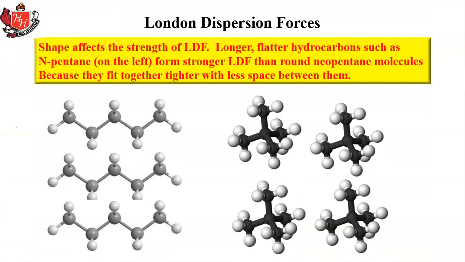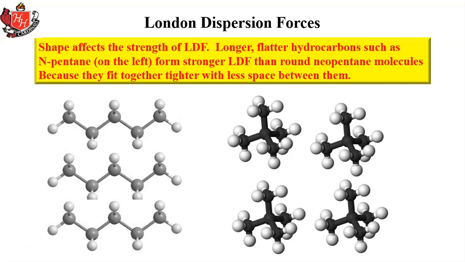So shape also affects the strength of London dispersion forces. Longer, flatter hydrocarbons, that is molecules with just hydrogen and carbon, such as n-pentane on the left, form stronger London dispersion forces than round neopentane molecules because they fit together tighter and with less space.